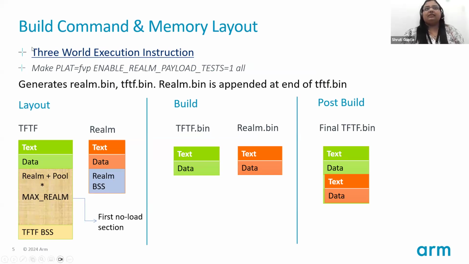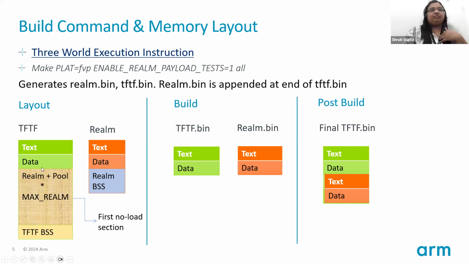So yeah, this is a read the docs link which has all the instructions on how to run the 3-world execution. It has steps on how to build the TFA test, the RMM, and the trusted firmware, and how to run the FVP, all the arguments of the FVP. So basically, this is the build command for the TFA test. We have a flag which says enable realm payload test equal to 1. It generates 2 binaries, the realm.bin and tf-tf.bin, and the realm.bin is appended at the end of the TF-TF bin.